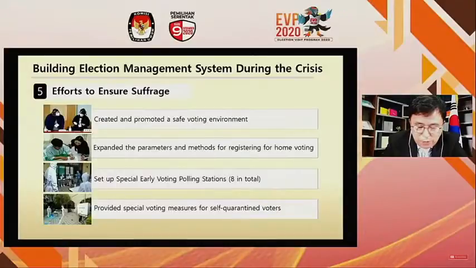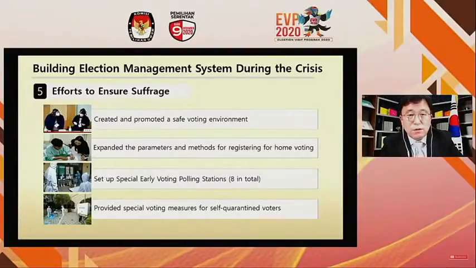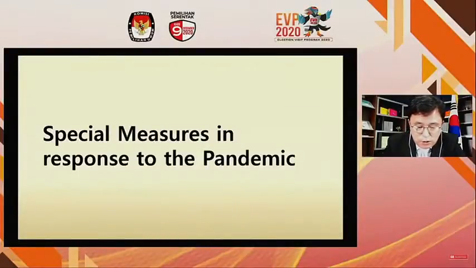The NEC made efforts to ensure safety. To create a safe voting environment, we disinfected polling stations and counting centers and put sanitary procedure in place in these places. Also, for separating coronavirus patients while guaranteeing their right to vote, we will allow the coronavirus patients and those who are in quarantine to do home voting, and also set up eight special early voting station for the patients. Next, please. Now I'll tell you what the NEC did to respond to the crisis more in details. Next, please.